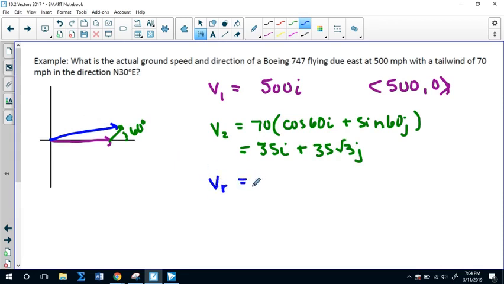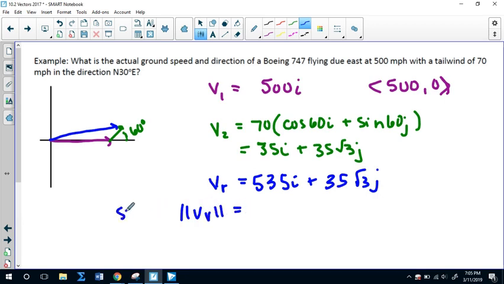So the resultant vector comes from adding the two vectors together. So I'm going to do 500 plus 35. I get 535i. There is no j, so then this stays the same. So 35 root 3j. And I need the magnitude of this thing to find the actual speed. So the magnitude will be the speed. And I'm going to trust that you guys can figure this out in your calculator as the Pythagorean theorem, right? So when I put this in my calculator, I believe I get 535.1 miles per hour. So that's the actual speed.